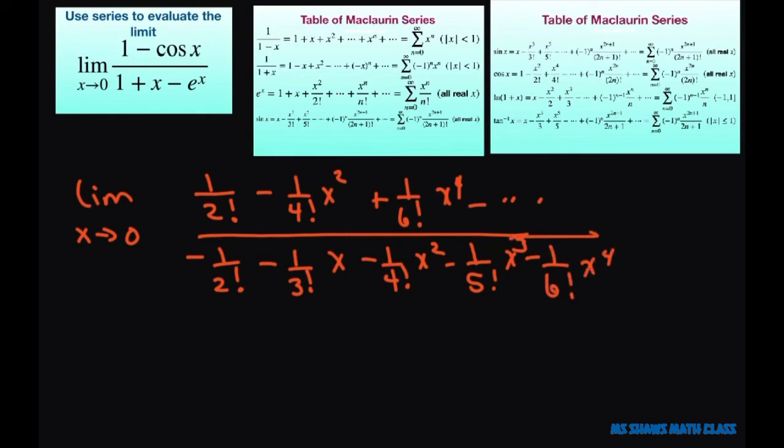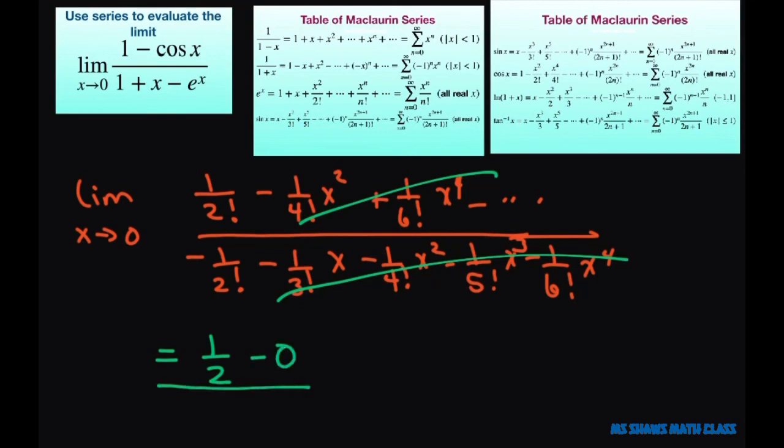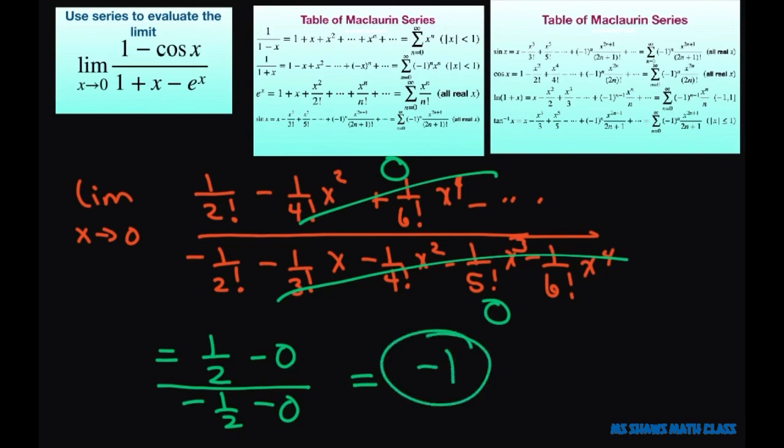So now we can take the limit. All this is going to go away. So basically 2 factorial is just 2. So this is going to equal 1/2 minus 0 divided by, this is 0, this is 0, negative 1/2 minus 0. And this is going to equal negative 1. And this is true because power series are continuous functions.